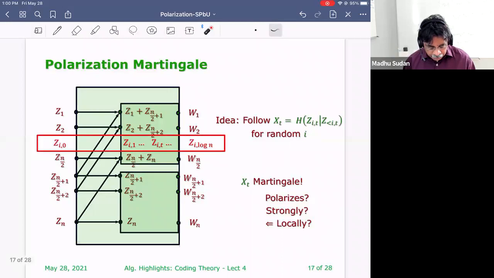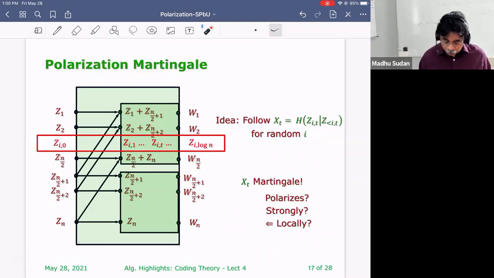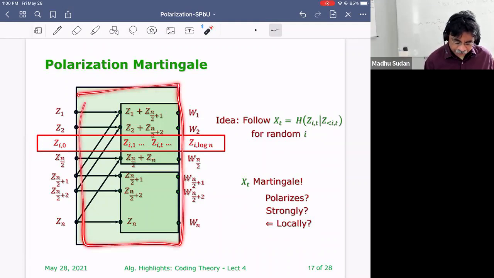All right. So now comes this thing. How do you analyze this martingale? Recall, the neat thing about this martingale that we're going to look at is the following. Really what I'm going to use is this polarization butterfly. What does this butterfly look like?